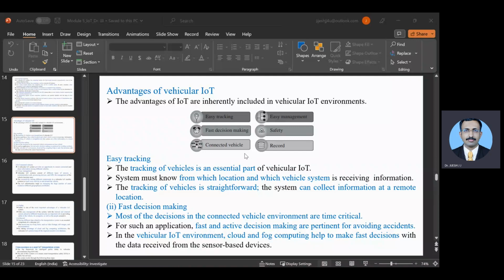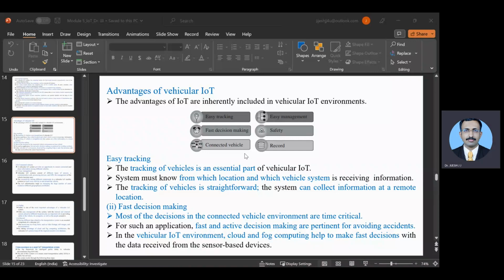Record means what? Yeah, that is storing the information. As I have told you, you have video footages, still images, and all those things you can store. And the advantage of this computing facility is that you can process it faster and take it as and when it is required.